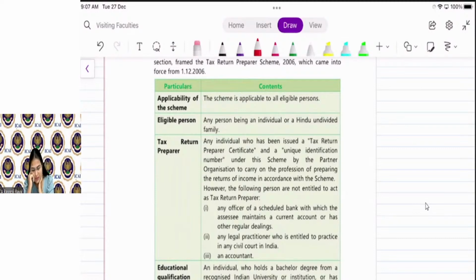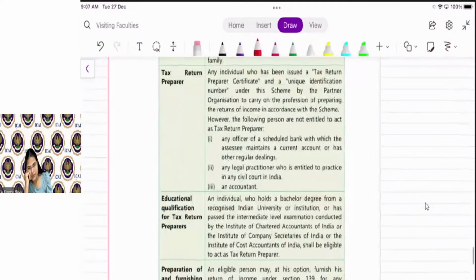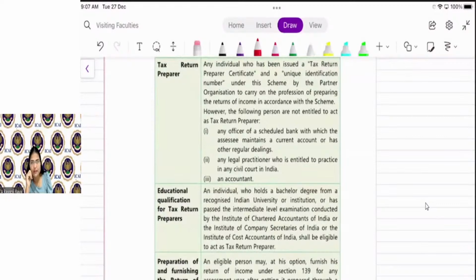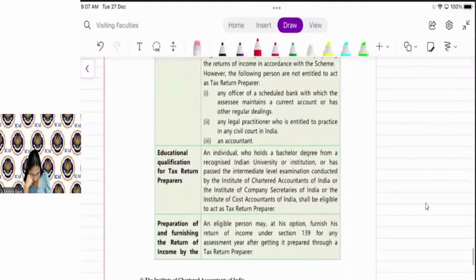However, following person are not entitled to act as tax return preparer, that is officer of scheduled bank, legal practitioner, accountant. Educational qualification means they should hold bachelor degree from any recognized Indian university. They have mentioned Indian university. So if you are foreign graduate, then you are not eligible to act as tax return preparer.